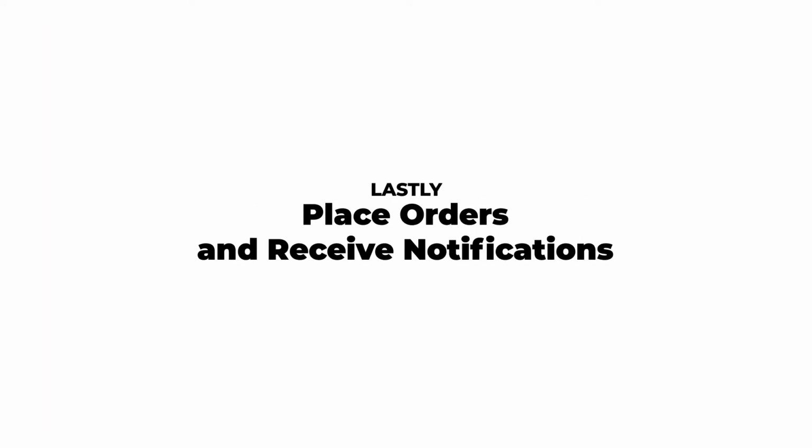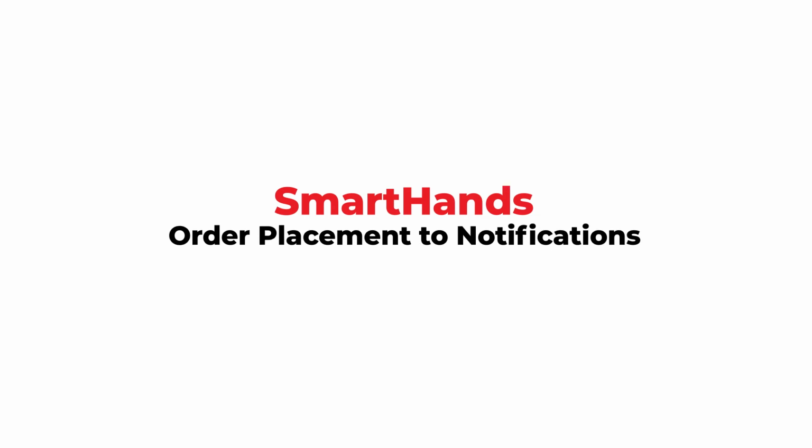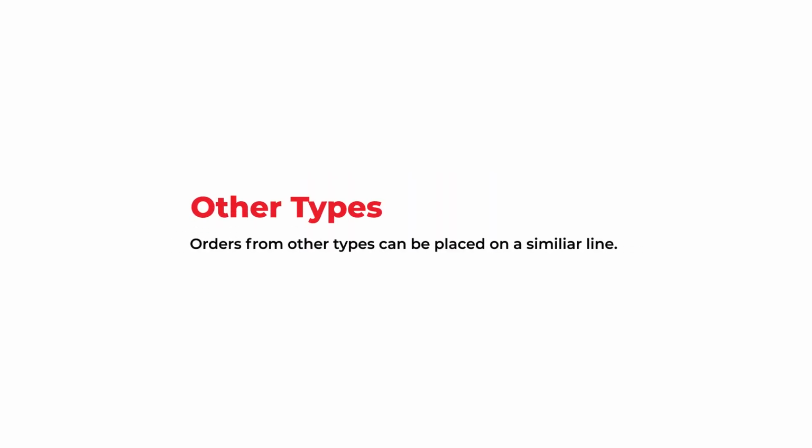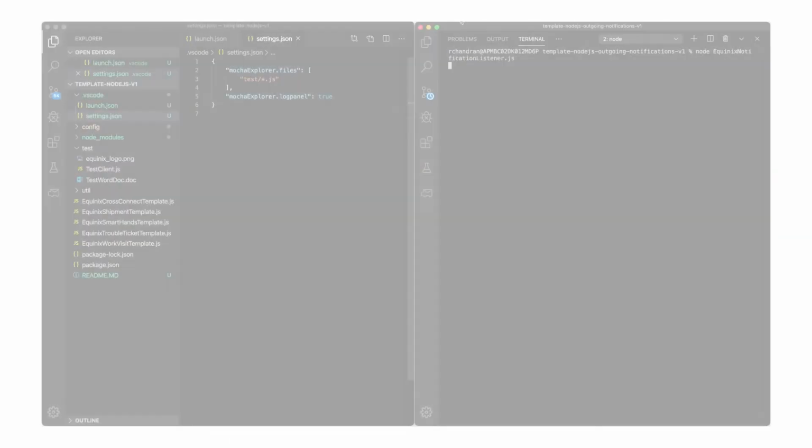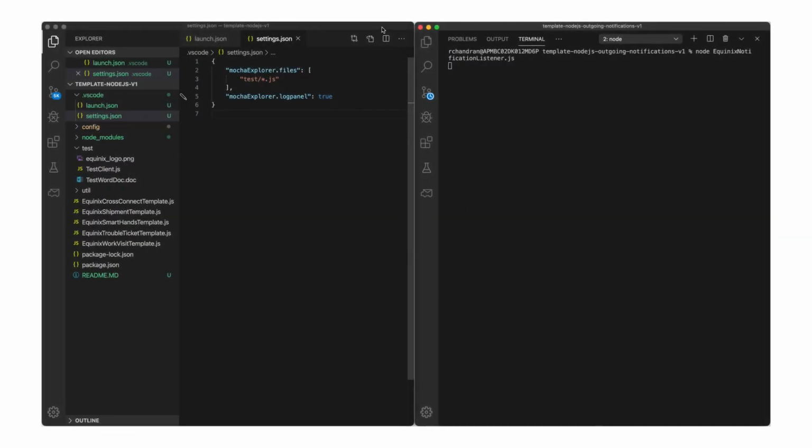Now that the setup is done, let us guide you through creating your first order with EMG. This video will only cover Smart Hands order from placing it to receiving the notifications. Orders for other types can be placed on a similar line. Let's arrange the 2 instances of Visual Studio Code side by side to see the complete flow. We will start with the left side instance, which we configured earlier to create the Smart Hands order.